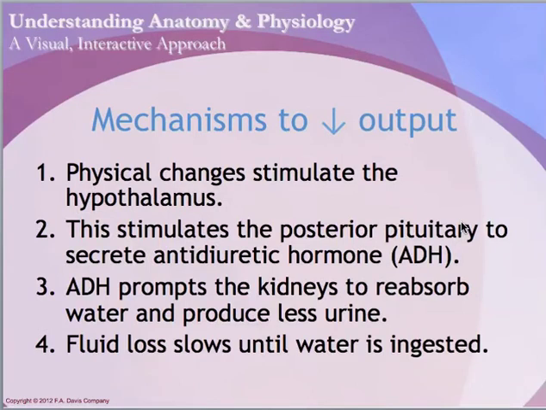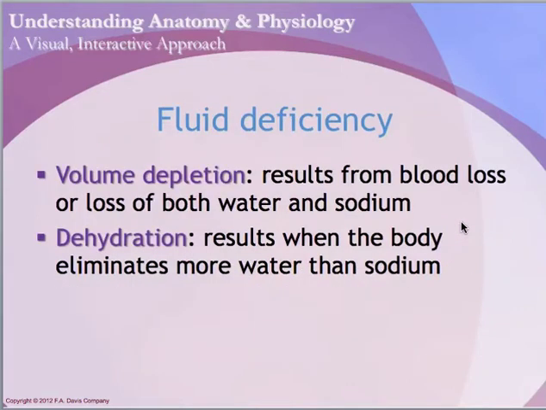What mechanisms do we have to decrease output? Physical changes, again, stimulate the hypothalamus. Again, things like a decrease in blood pressure and an increase in osmolarity. This stimulates the posterior pituitary to secrete ADH. ADH prompts the kidneys to reabsorb water and produce less urine, so we hang on to more fluid, thereby increasing the amount of fluid we have circulating.